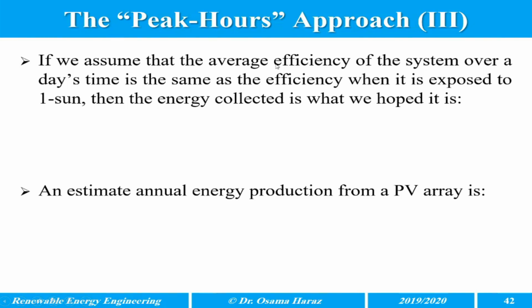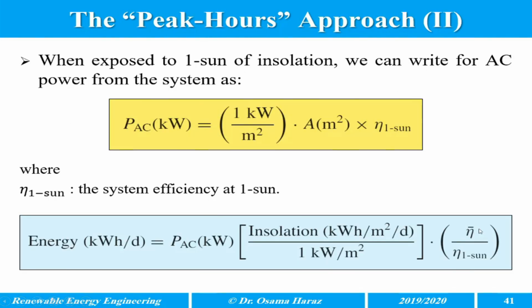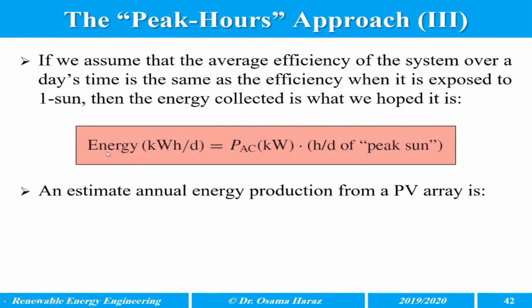If we assume that the average efficiency of the system over the day's time is the same as the efficiency when it is exposed to 1 sun, then eta bar equals eta 1 sun, so this will cancel out. Then we end up with the energy per day equals the AC power times the H over D of peak sun.